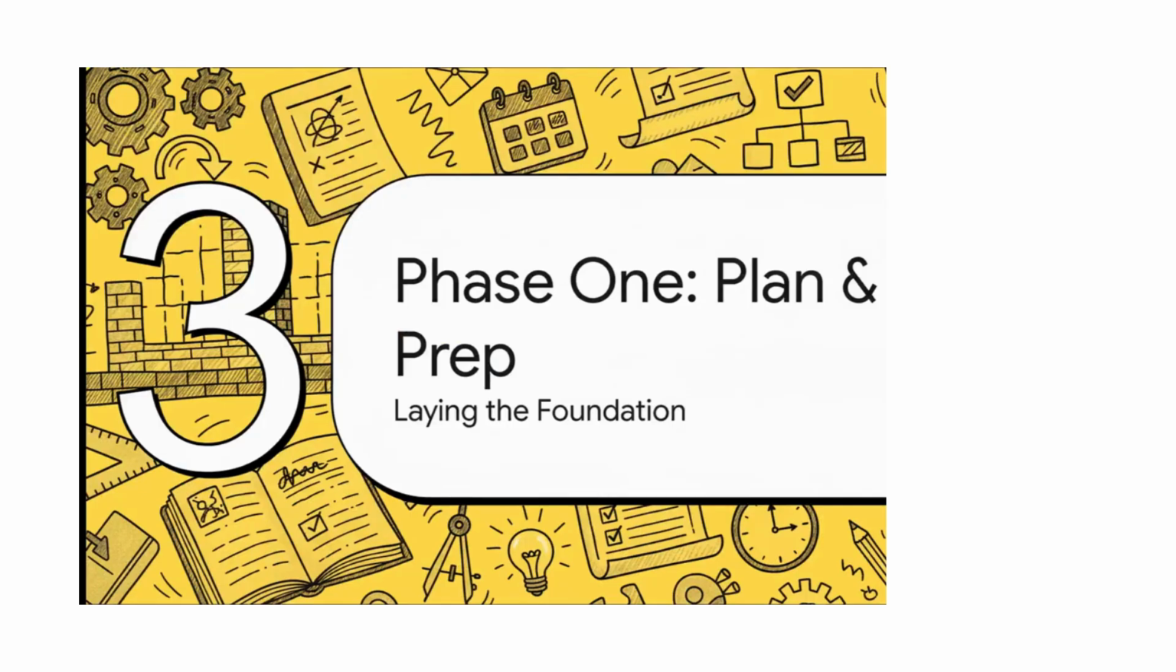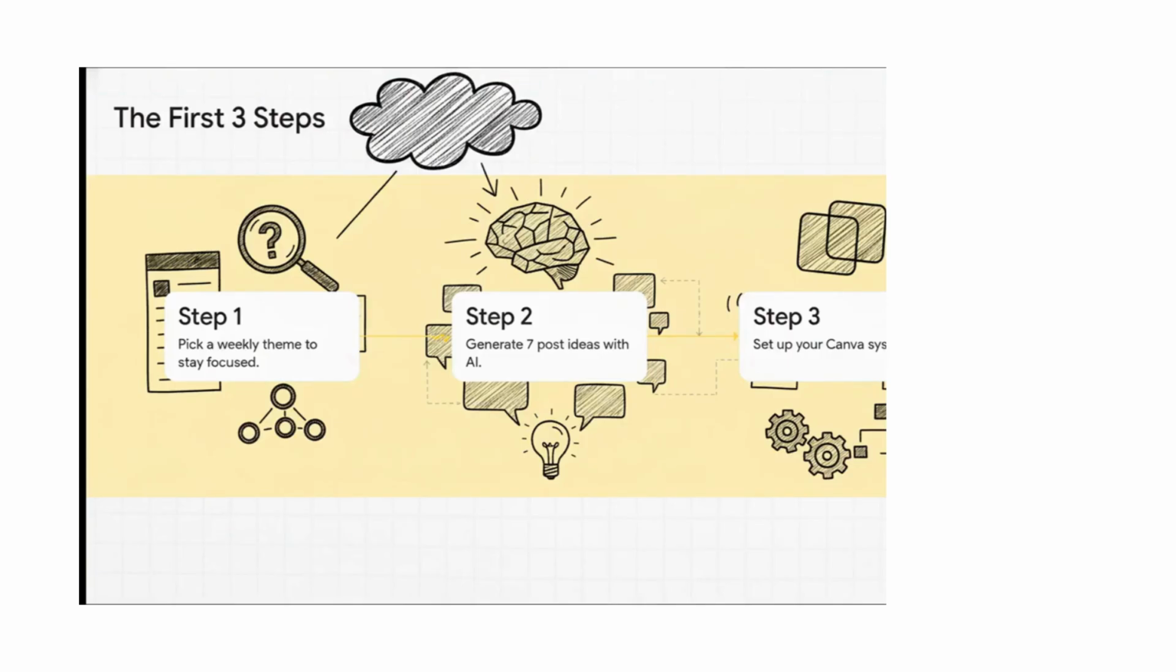All right, let's get into the nitty-gritty. Phase 1 is all about the plan and the prep work. This is where we lay the foundation, the groundwork that makes everything else just flow. It all boils down to 3 simple steps to start. First, just pick one clear theme for the whole week. Could be anything, Canva tips, productivity hacks, whatever. This keeps you super focused. Step 2, you're going to use AI to spitball like 7 post ideas around that theme. And third, and this is important, you got to get your Canva system all set up and ready to go.